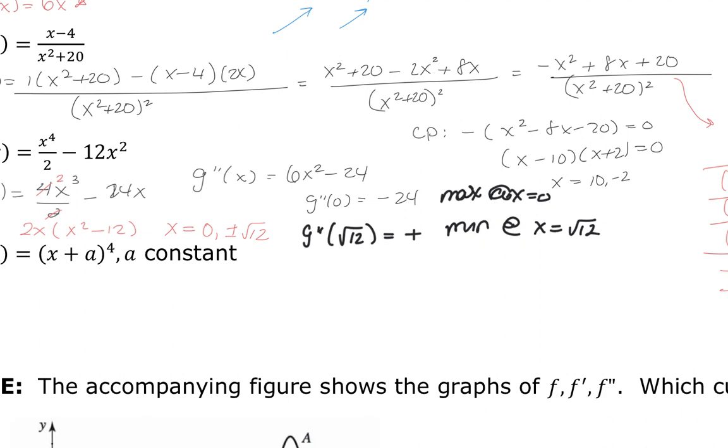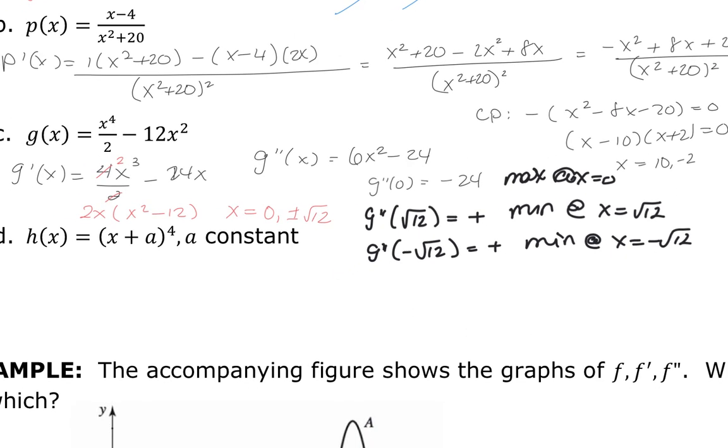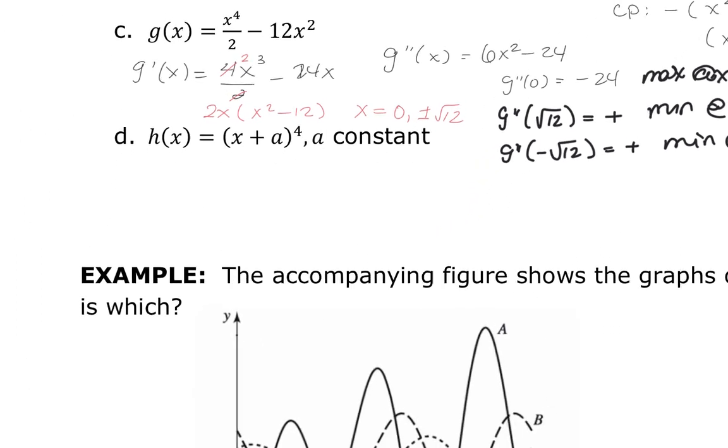And the same thing is going to happen when I put in the negative square root, because it's going to be positive. So g double prime of negative square root of 12 is also going to be positive. So I have a min at x is equal to negative square root of 12. And I didn't have to do a sign chart on that one. So that was kind of nice.